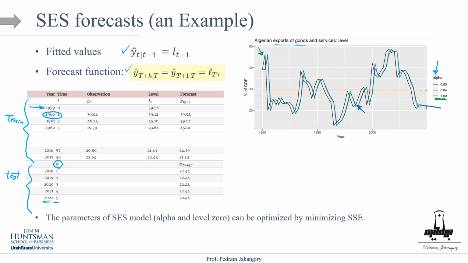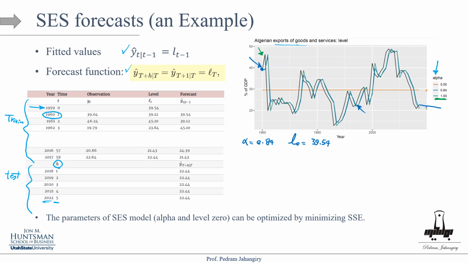Now let's see where these numbers are coming from. For example, how did we get this number? I'm going to write some notes here on this slide. Let's try to do it here. So I'm going to start from some assumptions. We say alpha is equal to 0.84. This is the initial value, and level 0, don't worry about it right now. For now, we're going to say it's 39.54.